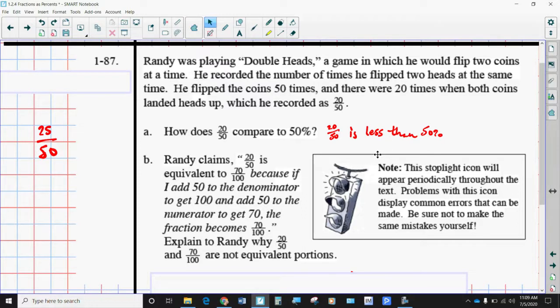So Randy is not in agreement. He says 20/50ths is equivalent to 70 over 100, because if I add 50 to the denominator to get 100 and 50 to the numerator to get 70, then I'm going to get 70 over 100, right? He's like, remember that giant 1 thing? Take 50 over 50, and now we'll add them together, and we got 75 out of 100. Okay, there are a couple of mistakes here.